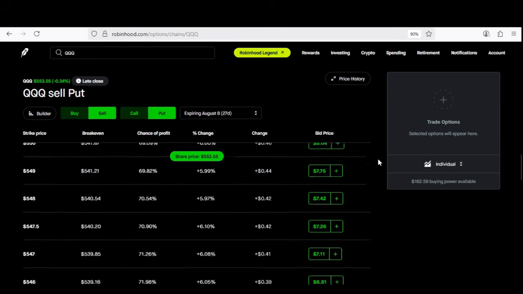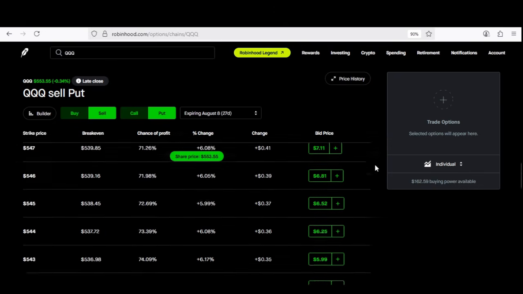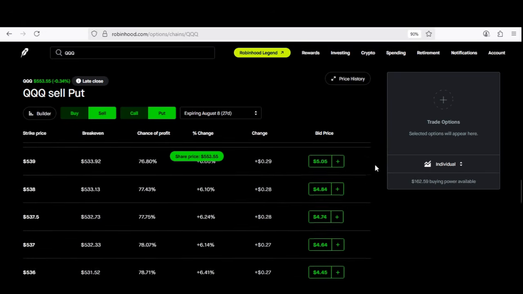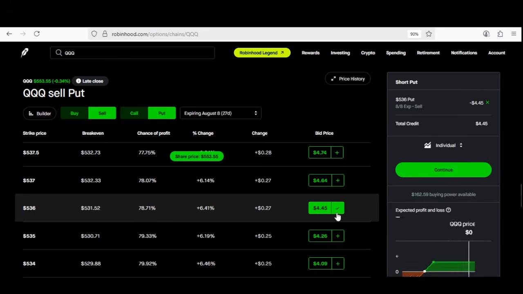The strike price I'll be going with is going to be below the current share price right here of 553.55. We're going to be going below that. Now, the strike price I'll be choosing is going to be the 536 strike price right here. If you want to know my criteria for choosing the 536 strike price, go ahead and check out the video before this. That video is entitled How to Use $1,000 in Order to Trade Options with Different Stocks, and it's going to show you the criteria why I chose 536. So with the 536, that gives us a chance of profit of around 78%. And then most importantly, you're going to get paid. The amount you're going to get paid is $4.55.